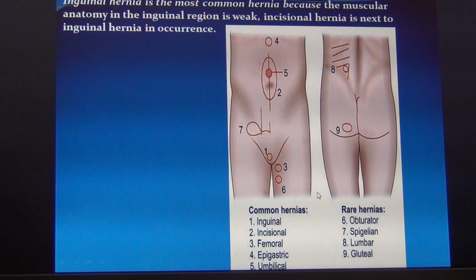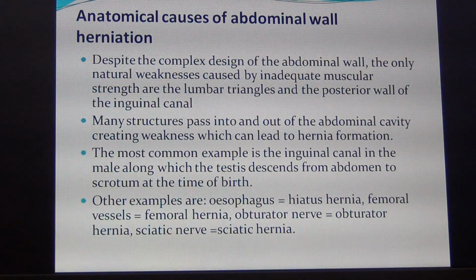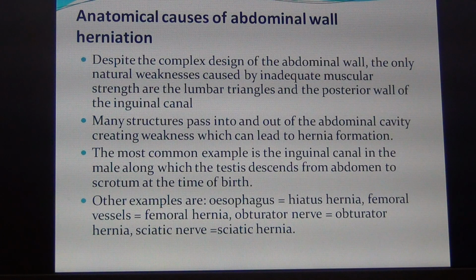Here is the obturator hernia. Number 7 is Spigelian hernia. These are rare types of hernias: obturator, Spigelian, lumbar, and gluteal. The lumbar hernia is in the posterior triangle, as we discussed. And here is the gluteal region. These are the anatomical causes of abdominal wall hernia.